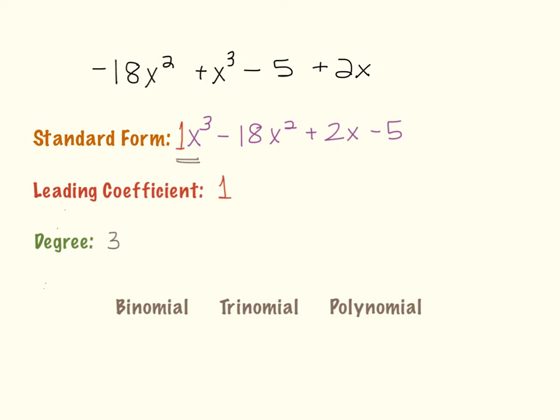Finally, I need to decide whether it's a binomial, which stands for 2 terms, a trinomial, which stands for 3 terms, or a polynomial, which stands for many terms. So anything greater than 3 terms would be a polynomial. This then obviously would be a polynomial.